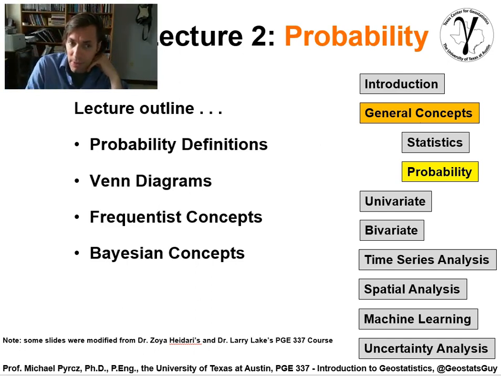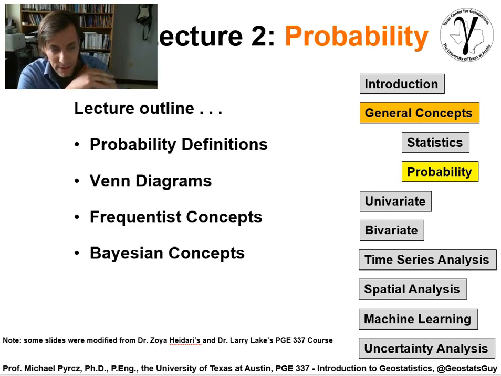In this, I will break up this lecture into 2 separate parts. The first part will be fundamental concepts of probability: definition, Venn diagrams, and frequentist concepts. I'll split out Bayesian concepts and record that as a separate video.